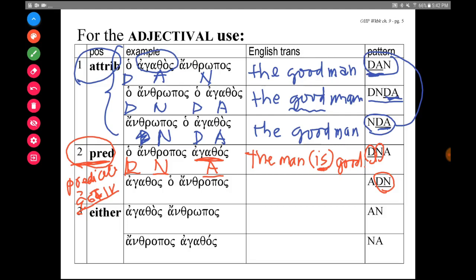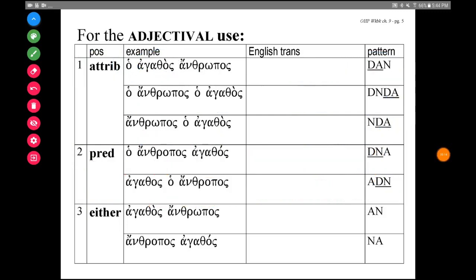Here you have an adjective, a definite article, and a noun. Notice that again the definite article is attached to the noun. This is an ADN pattern, and this is also translated as a predicate adjective. The man is good. Let's clear the board.